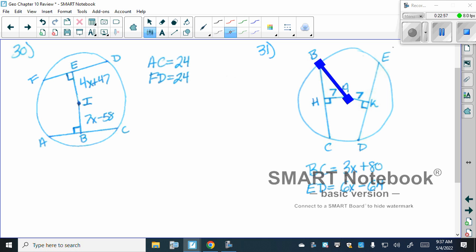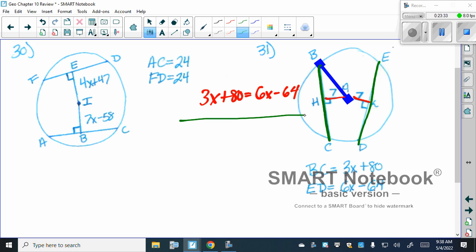Now, we're told one of the lengths is 7. Now, because this is 7 and this is 7, it means that this entire length is congruent to this length. Well, they told us BC is 3x plus 80. And our other length is 6x minus 64. So they're equal to each other. Now we just need to solve for the value of x.